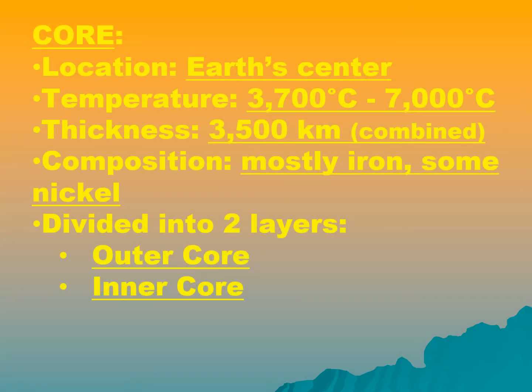And finally, we get to the center of our Earth, the core. It's about 3,700 degrees Celsius to 7,000 degrees Celsius. It's about 3,500 kilometers combined, but we do separate the core into the inner and the outer core because they are very different. They're composed mostly of iron and some nickel, the outer core being liquid iron and nickel, and the inner core being solid.